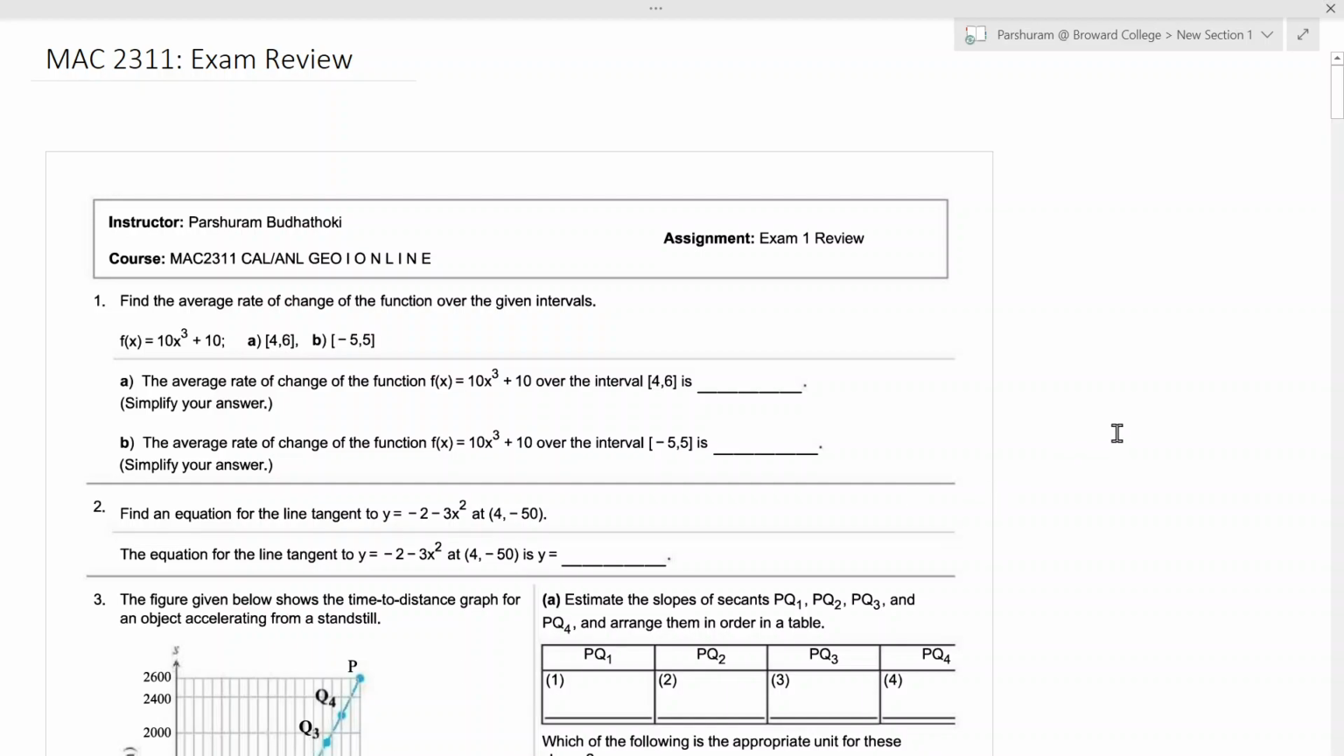Hello everyone, in this video I'm going to solve 25 problems and this is exam 1 review for MAC 2311. The first question is find the average rate of change of the function over the given intervals. So we have given a function f of x equal 10x cubed plus 10 and we have given intervals for part A from 4 to 6 and for part B from -5 to +5. For both parts, we're going to use the same formula.